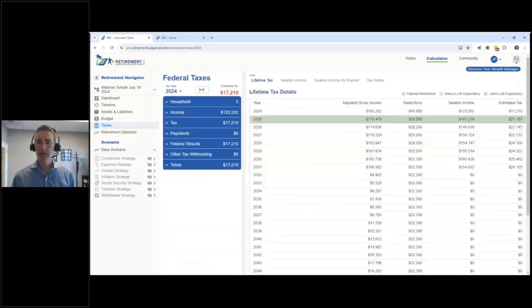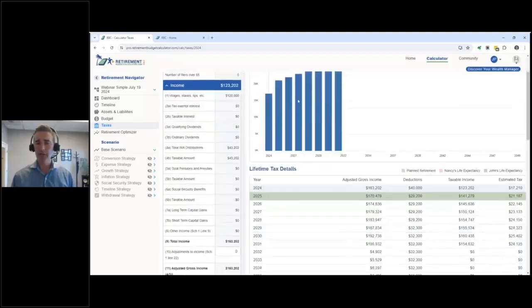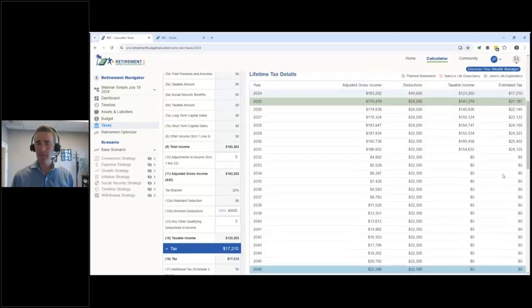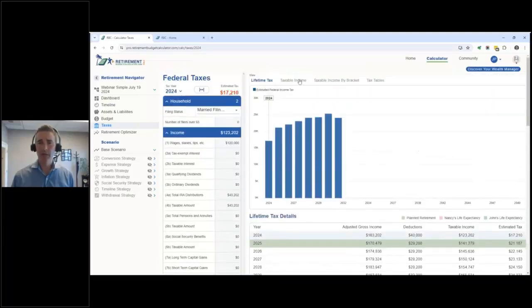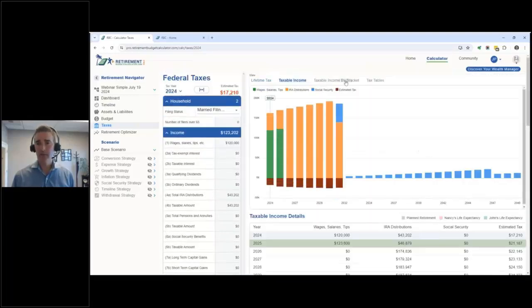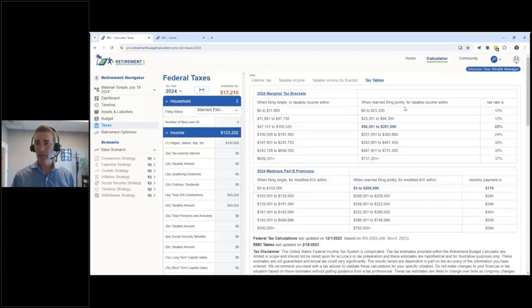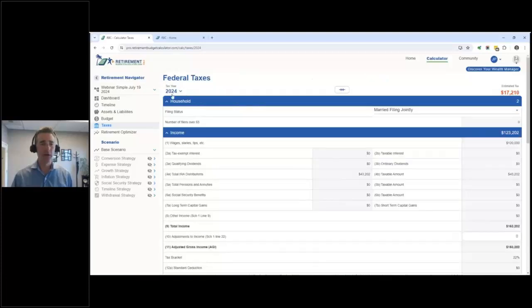If we collapse this, you'll notice we have lifetime taxes. So you can see how much you're going to pay on lifetime taxes, both by chart and table. We have taxable income by bracket, and then we have your tax tables. So all of this data lives within the tax module.